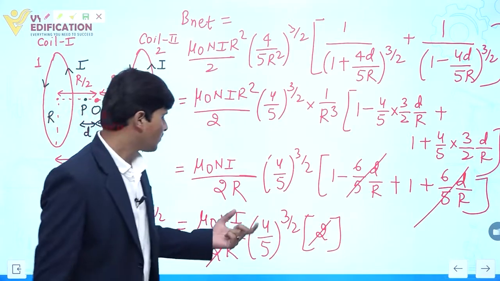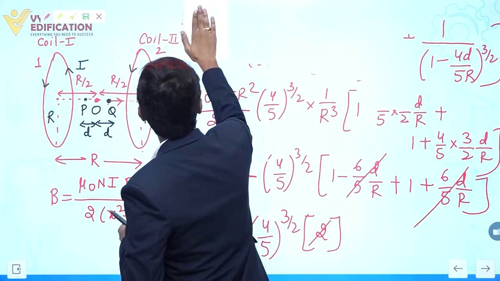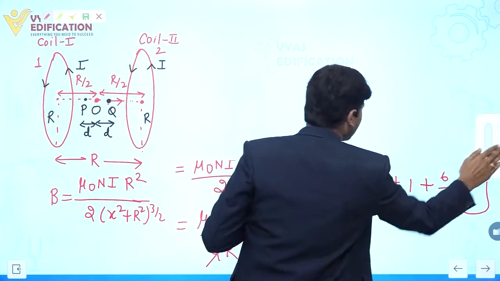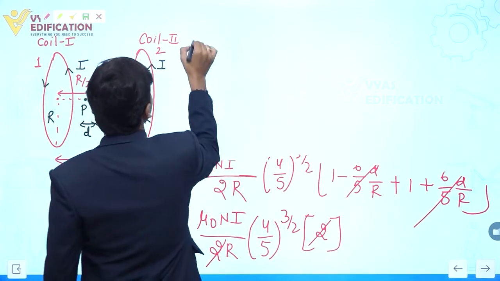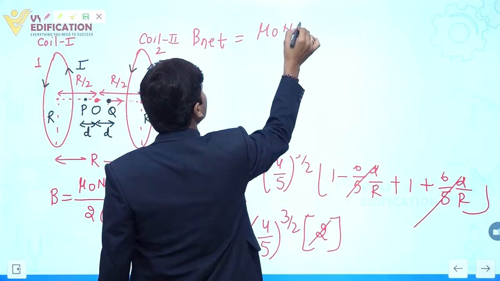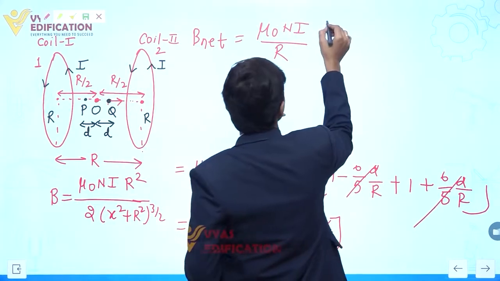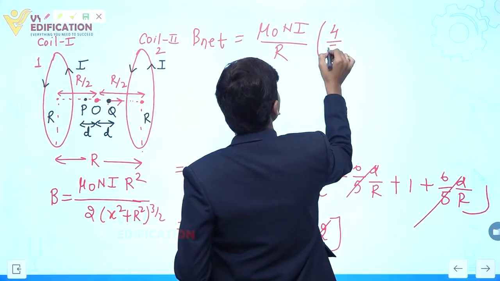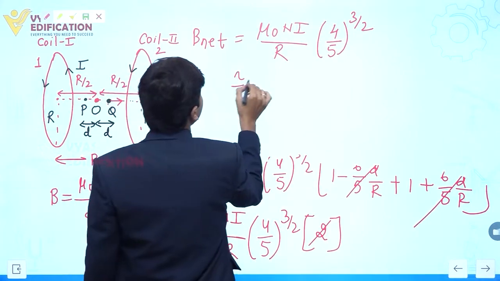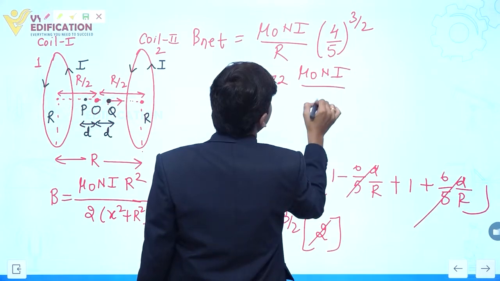Clear? So now if you solve this equation, you can say the value of B net, this one, is given by mu naught Ni divided by r, and this value we have 4 by 5 power 3 by 2. If you solve it, approximately you will find the value 0.72 mu naught Ni divided by R.